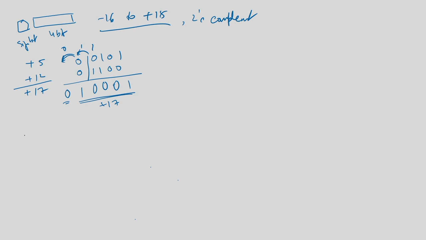Let me now take the negative: minus 5 and minus 12, the result will be minus 17. So if I represent this minus 5 in 2's complement, it is 1 0 1 1, right, you can check. And this sign bit is 1 because this is a negative number.